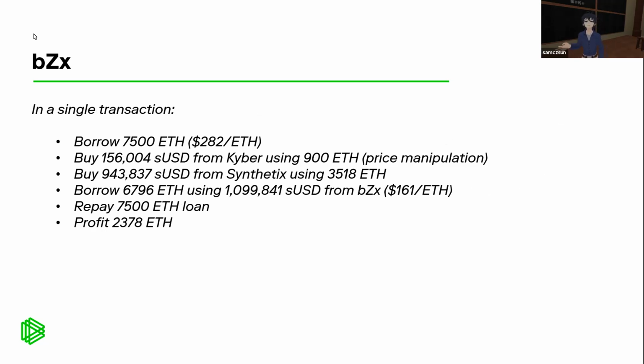This is what the attacker did. Very briefly, they borrowed a bunch of Ether. They bought a bunch of SUSD, this stablecoin, from Kyber using some of the Ether. This drove the price of SUSD way up because they bought up basically all of the supply. Then they bought some more SUSD from Synthetix at normal market prices, and they deposited all of that onto BZX as collateral. BZX looked at it and went, holy shit, this is really expensive. So here's a lot of Ether for your collateral. And in essence, they took out an undercollateralized loan and they got 2.3K ETH off of it.